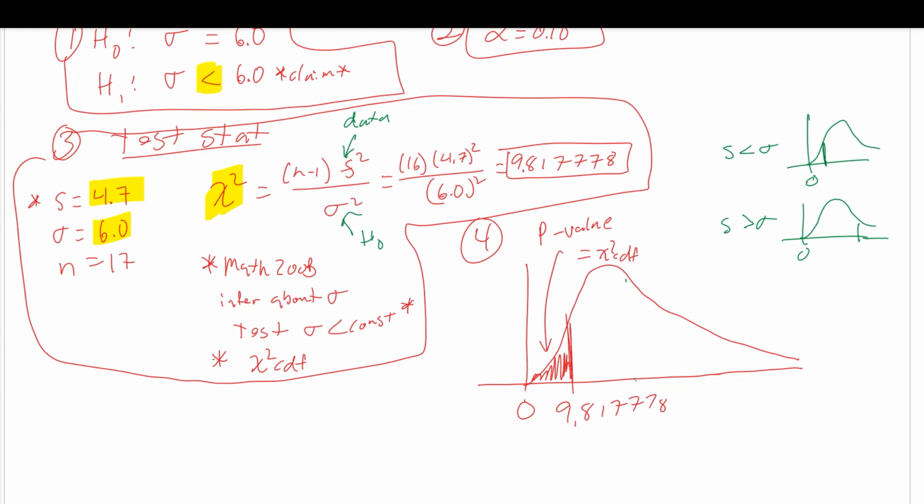And the inputs here, if I have space, are lower, upper, and degrees of freedom. Those 3 inputs. The lower value of the shaded region is 0. The upper is our test stat, 9.81778. Degrees of freedom is n minus 1, which in our case is 17 minus 1, which is 16. And this will give us our p-value. So let's go ahead and calculate that on the calculator.